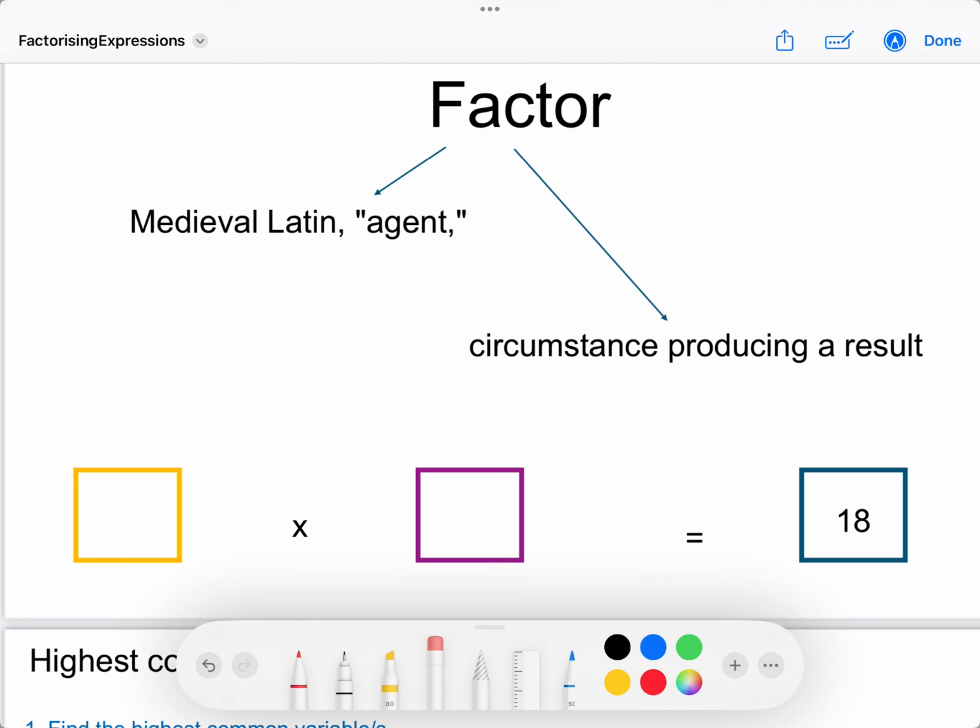I've got an example at the bottom of the page here. We can see the result here is 18, and the factors of 18 are the numbers that multiply together to produce the result of 18. So for example, 2 and 9 are factors of 18 because they multiply together to produce 18. Also, 3 and 6 multiply together to give 18. So all my factors of 18 would be 2, 3, 6, and 9.